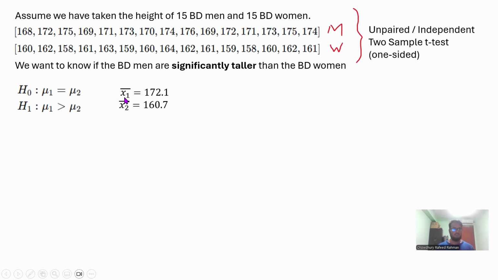So first of all, we can simply take the mean. We can get the mean from here, x1 bar for men and x2 bar for women. Then you can also calculate the variance of men and women heights. And we can get the degrees of freedom like this. So this is very, very crucial.